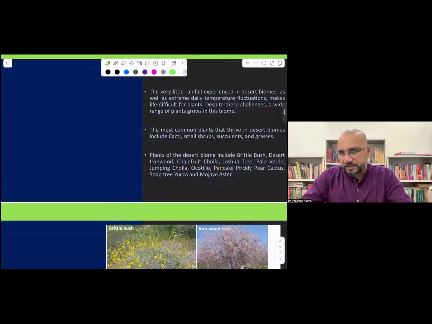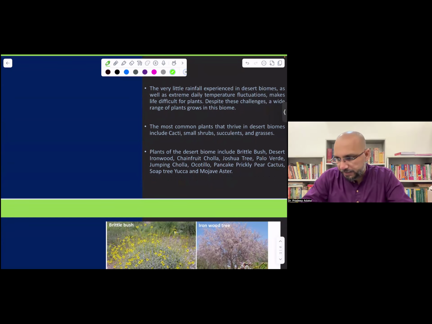Then coming to vegetation, all these things, temperature fluctuations during the day and night and lack of availability of water, make life very difficult for flora and fauna to flourish here. Still, there are some plants which have adapted to this kind of climatic conditions.